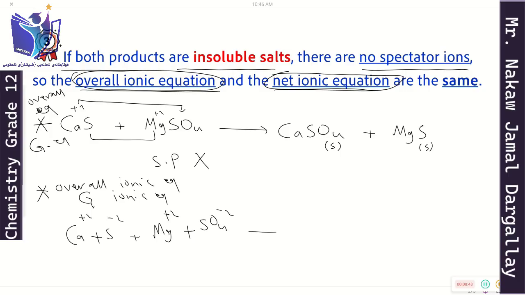But we say that CaSO4 does not dissolve in water. So this compound stays insoluble in water as CaSO4 solid. Also magnesium sulfide is insoluble in water, so we write MgS the same. So you have no spectator ions. The overall ionic equation is the net ionic equation.